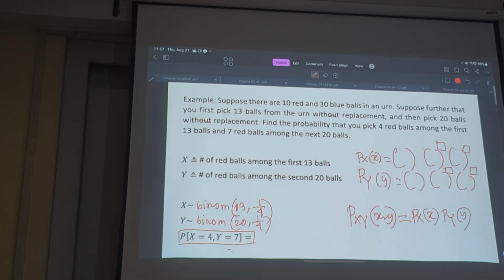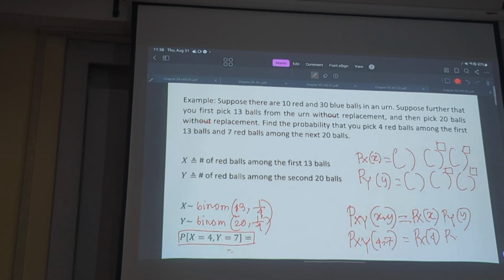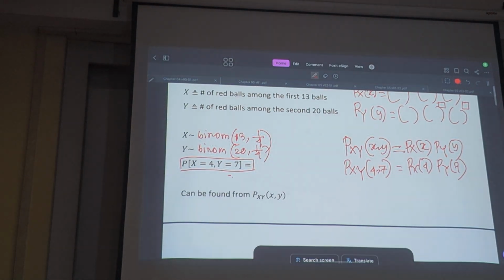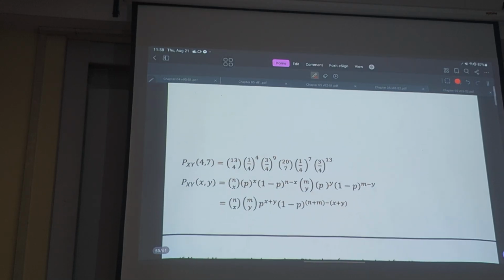Right? Then, yes or no? The joint PMF is the product of the marginals. 20 choose 7, 1 over 4 to the power 7, 3 over 4 to the power 13. This can be generalized.